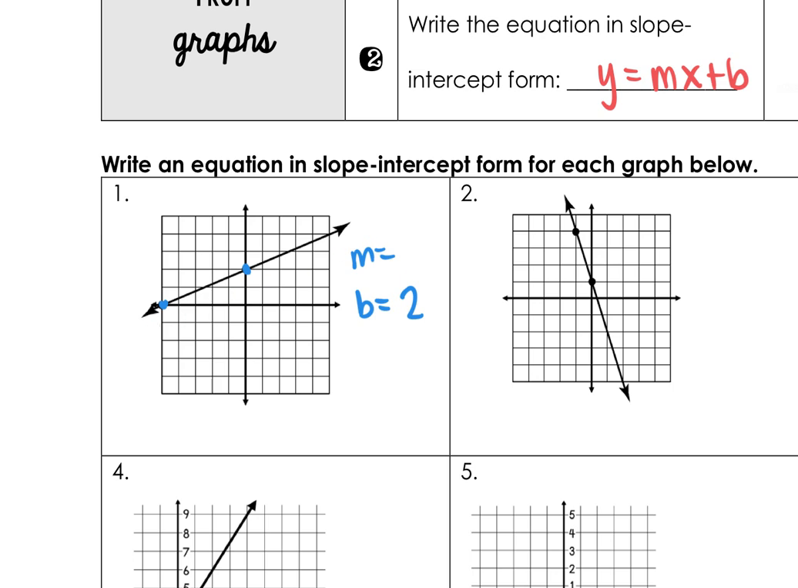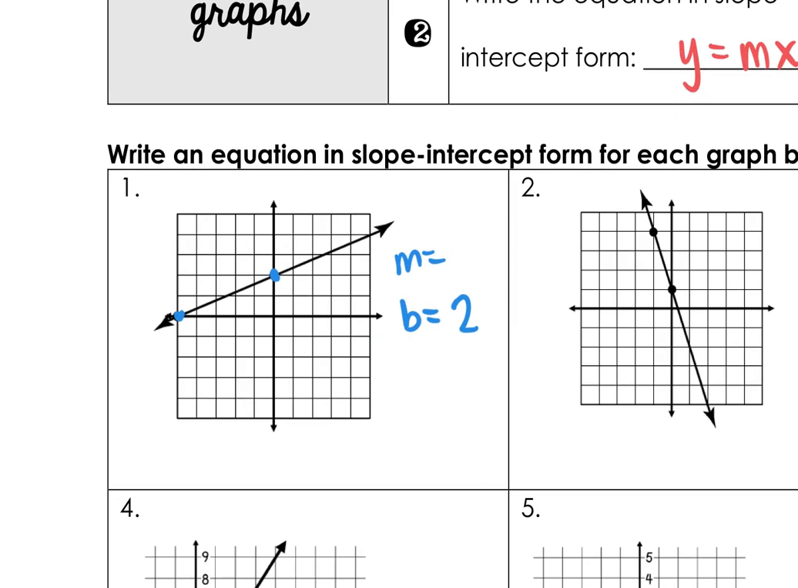And then again, this graph has given me the 2 points. This graph is increasing. So I'm going to be counting rise over run, so up and right, because it's going to have a positive slope since the line's increasing. So I have a rise of 2 and a run of 1, 2, 3, 4, 5. So then my m is 2 over 5. I have my m and my b, which means the equation is y is equal to 2 over 5x plus 2.